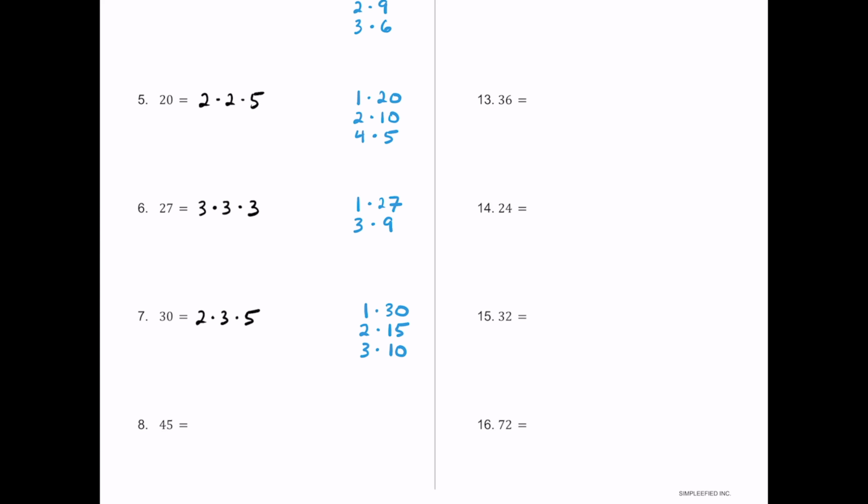And let's see what else we got here. There's no 4. We would need 2 2's to make 4, but I do see a 5. 5 times these 2 together, that's 6. So 5 times 6 are going to be 2 more factors of 30.